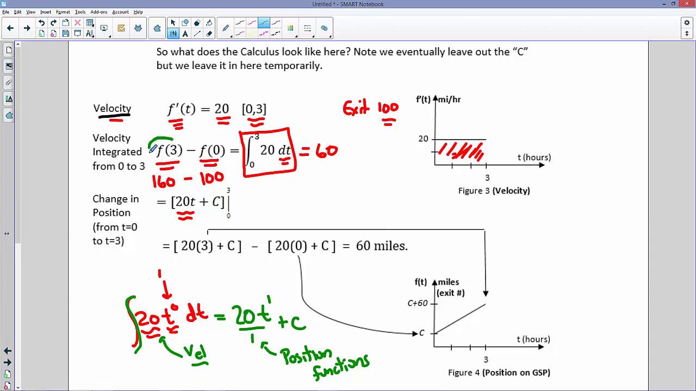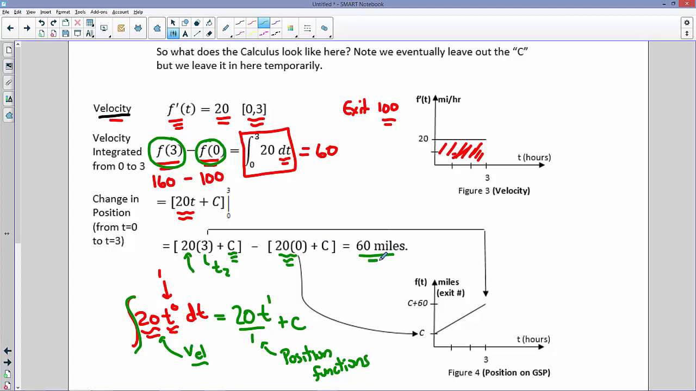Just like I did here, we're going to take the position at 3 and the position at 0, okay? So if we plug in 3 for t, that's after 3 hours. So this is the time, and this is the function 20t. So that's 60 plus, I don't know, because I don't know what exit I started at, right? So it's 60 minus 0 minus 0 plus c. So I get a total of 60.